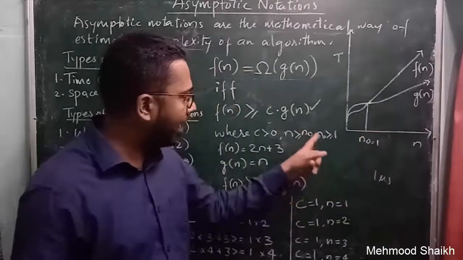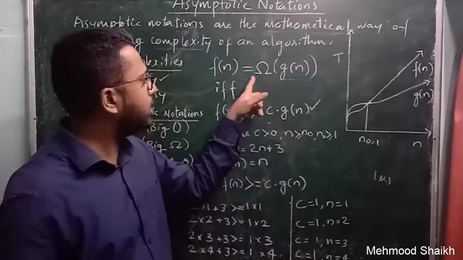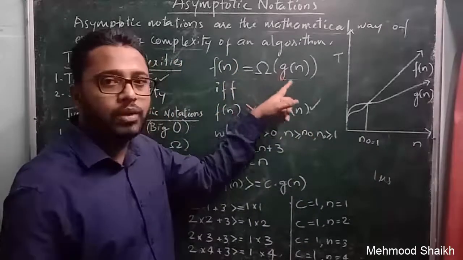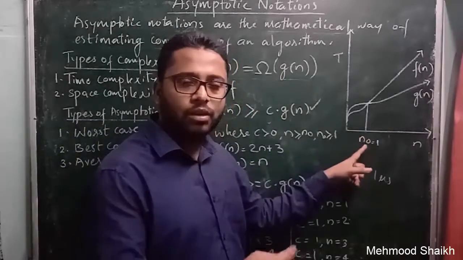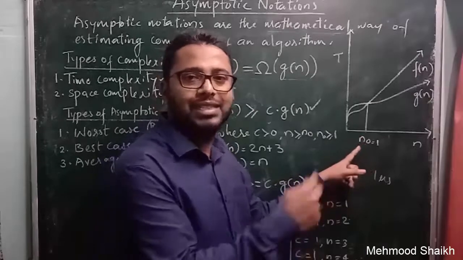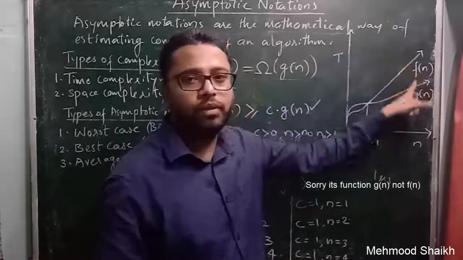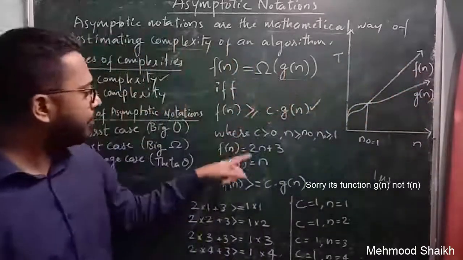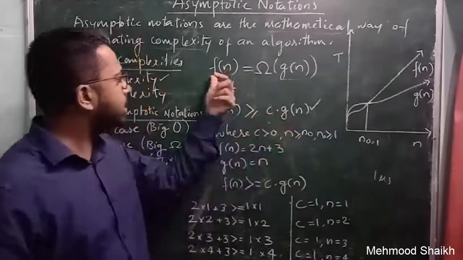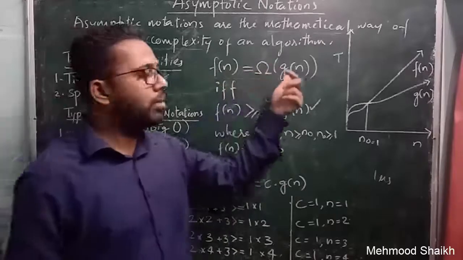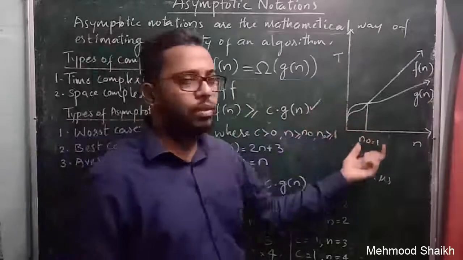At the moment when n naught is greater than or equal to 1, we will start noticing this behavior of f of n equal to big omega of g of n. After this particular point, where n naught becomes equal to 1 or exceeds the value of 1, the function f of n starts coming above this function g of n, which is satisfying here. When these conditions get satisfied, we can say that function f of n is equal to big omega of function g of n.